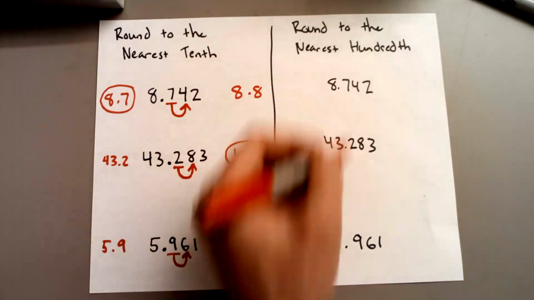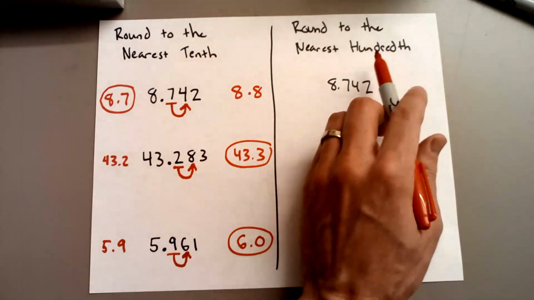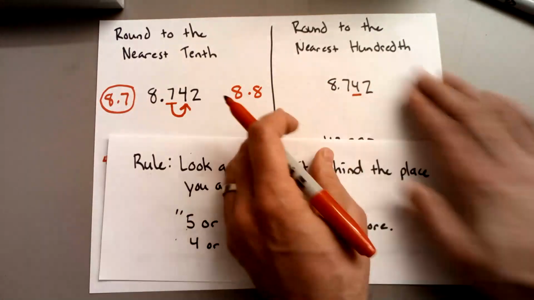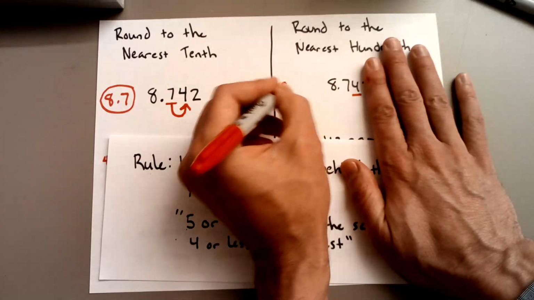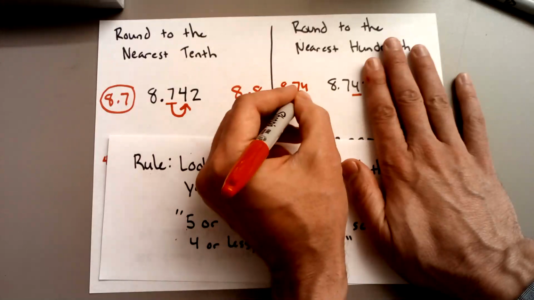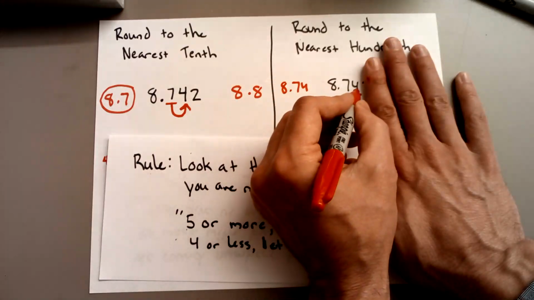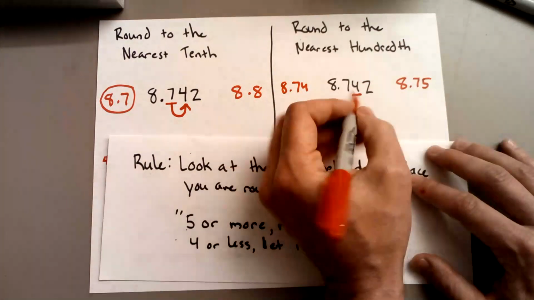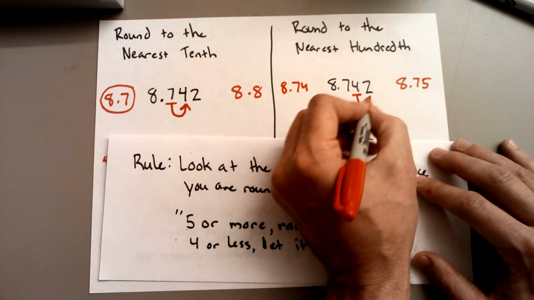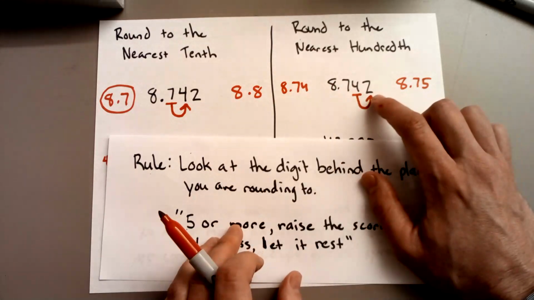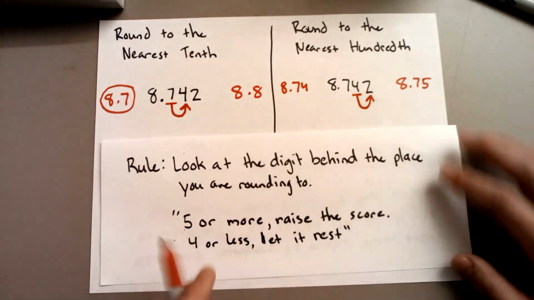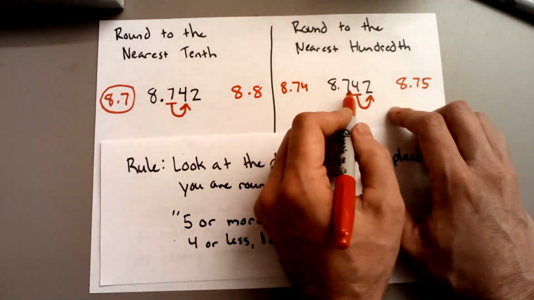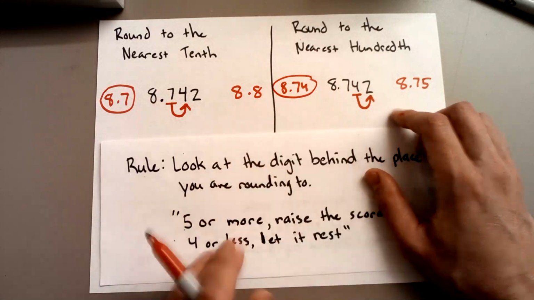So these are the same numbers from over here, but now I'm going to round to a different place. Round to the hundredths place. So the hundredths place is here. So this number is either going to round to 8 and 74 hundredths, or 1 more than 4 is 5. So 8 and 75 hundredths. What number tells me where to round? It's the number behind the place I'm rounding to. So this 2, 4 or less, let it rest. So this 2 tells me that this whole number is closer to 8 and 74 hundredths.